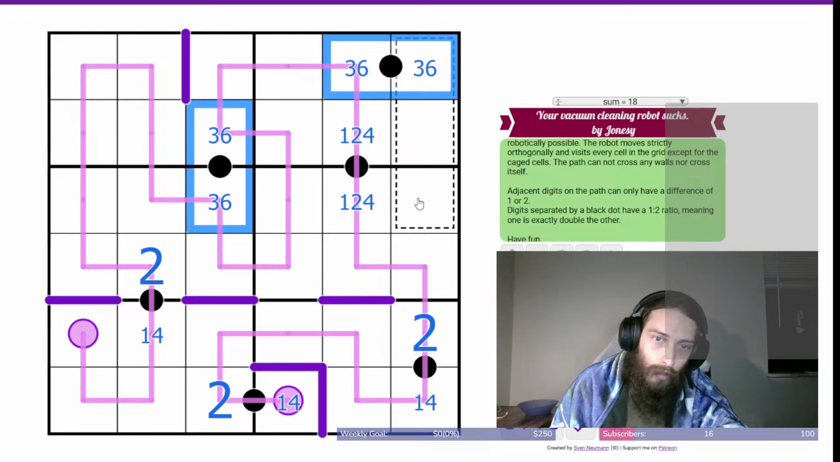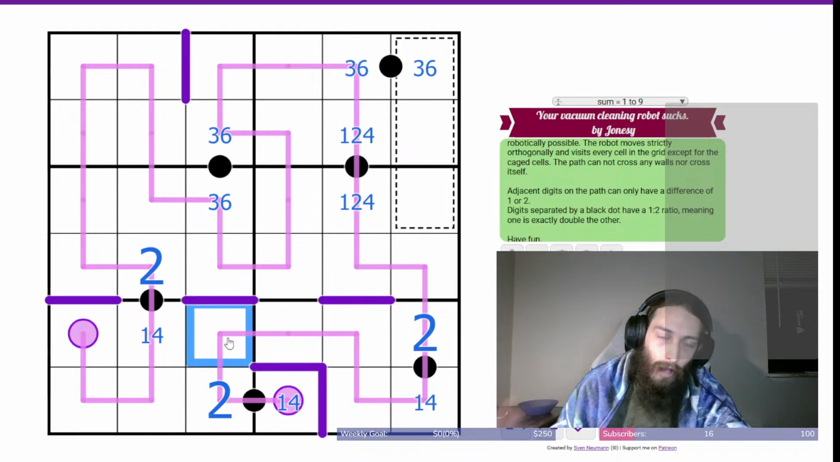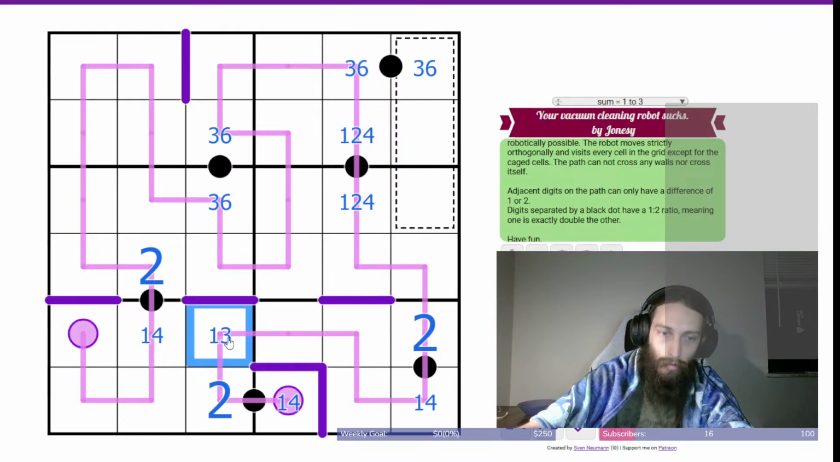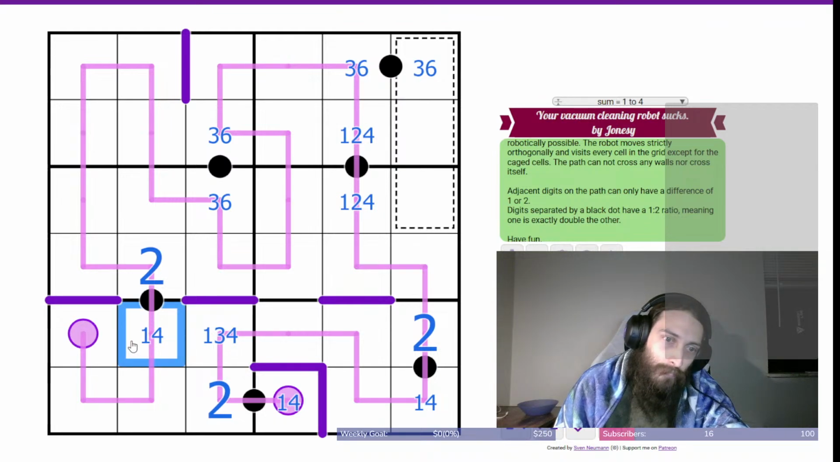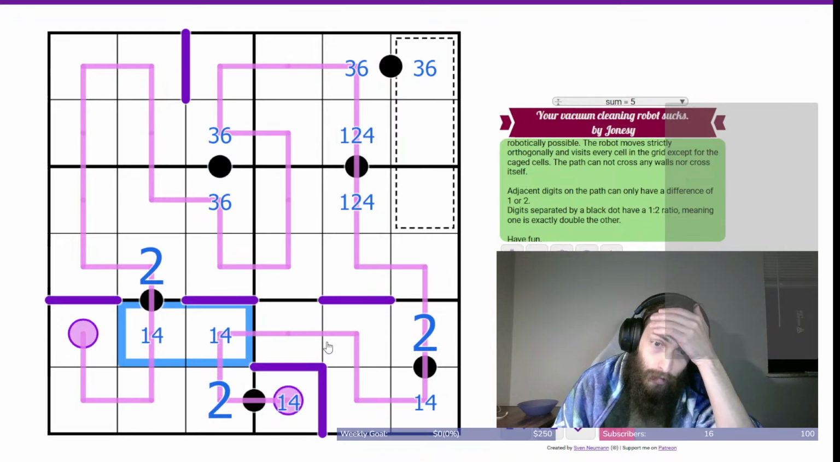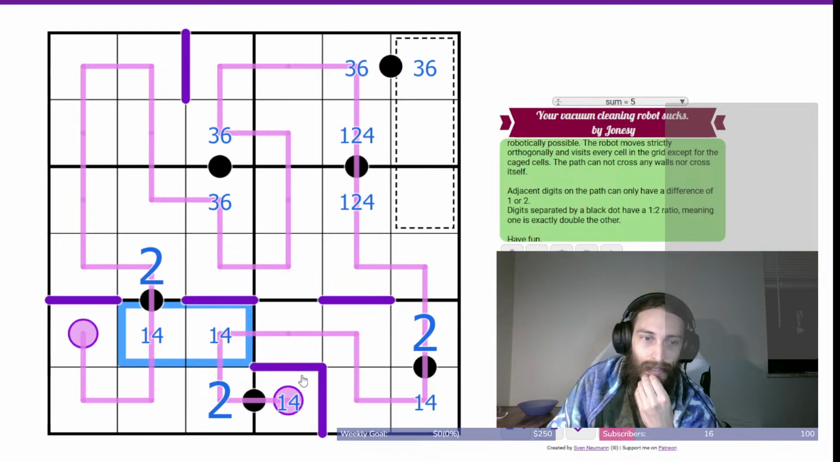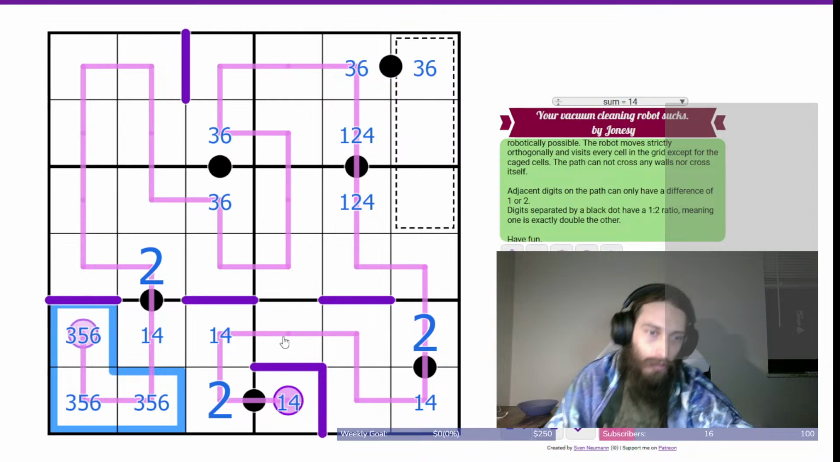Because you wouldn't have a 2 to connect them. Right. So to have a difference of 1, we could go 1, 3, and a difference of 2 would be a 4. But 3, 6 pair means not a 3. So that's a 1, 4 pair. So we've got 3, 5, and 6 left over.